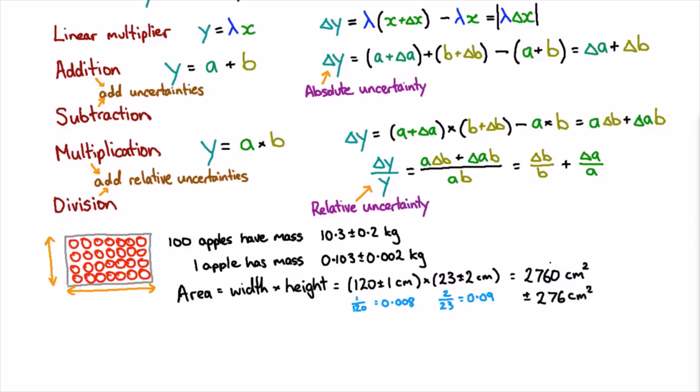But remember, we can't quote all these extra significant figures down here. And if we're going to have an error that big, which is going to round to 300, then there's no point quoting this number either. So the way we'd quote that properly is like that. So we've got the right number of significant figures in both our uncertainty and our final result.